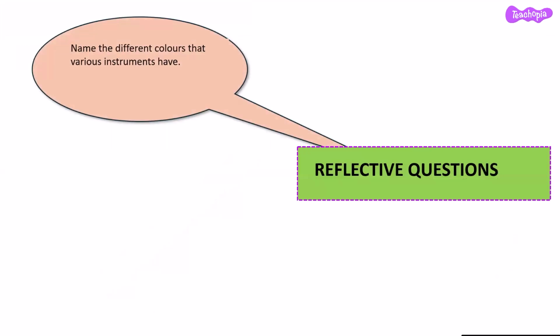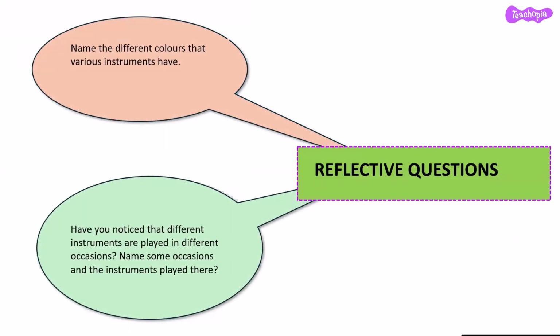We can also provide some opportunity for children to reflect on their learning. So these are some ideas of the different types of questions that can be asked in our classrooms. From the activity we conducted just now, we can ask questions like: name the different colors that the various instruments they saw have. Similarly, we can ask whether they have noticed the different instruments played on different occasions, what they are known as, and also name some occasions and the instruments played there, apart from the instruments they saw in the recent activity.